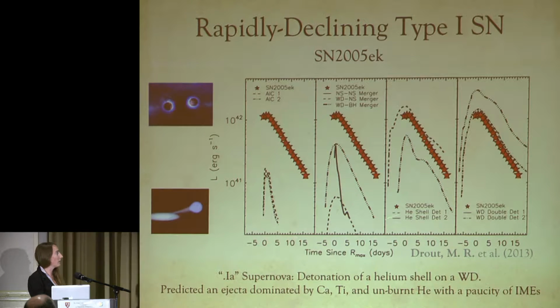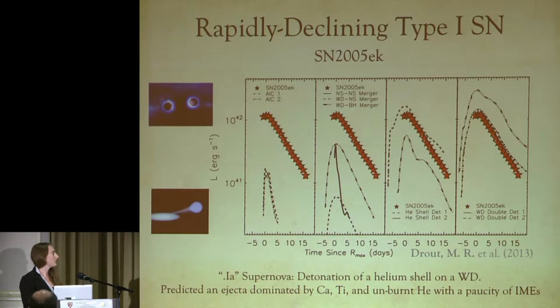In particular, the helium shell detonations, the .Ia supernovae, have a particularly good match to the light curves of these events. However, as Ken did point out, if you take a mostly helium shell and you detonate it, you predict that the elements in the ejecta should be mostly calcium, titanium, and unburnt helium, with a particular lack of other intermediate mass elements.